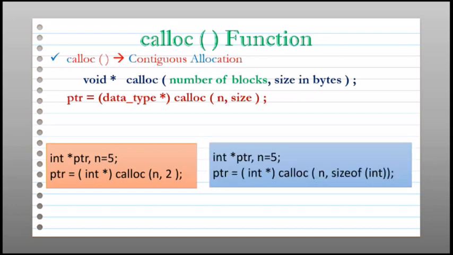The same example we can write in this way. The sizeof function gives the size required by the integer no matter which compiler we are using. Suppose the compiler takes 2 bytes for each integer, then sizeof int will give the result 2. And suppose the compiler takes 4 bytes for each integer, then sizeof int will give the result 4.